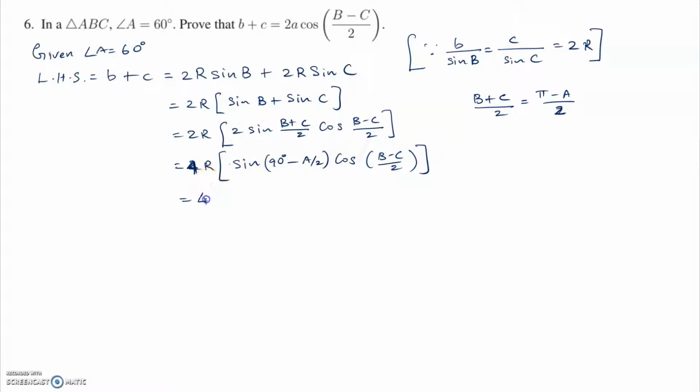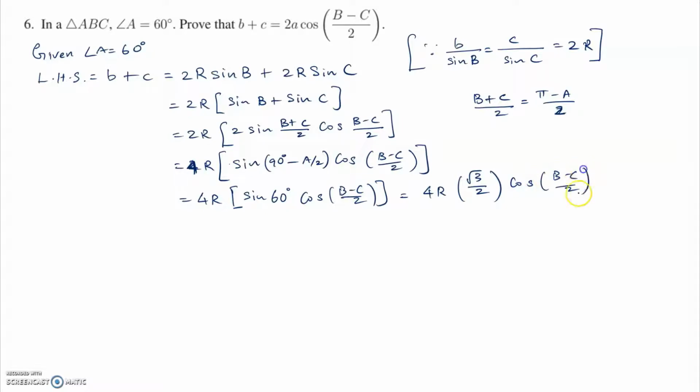Then this is 4R into, since our A is 60 degrees, this will be sin 60 degrees into cos (B minus C)/2, which is 4R, sin 60 degrees is root 3 by 2, times cos (B minus C)/2. Let's call this 1.